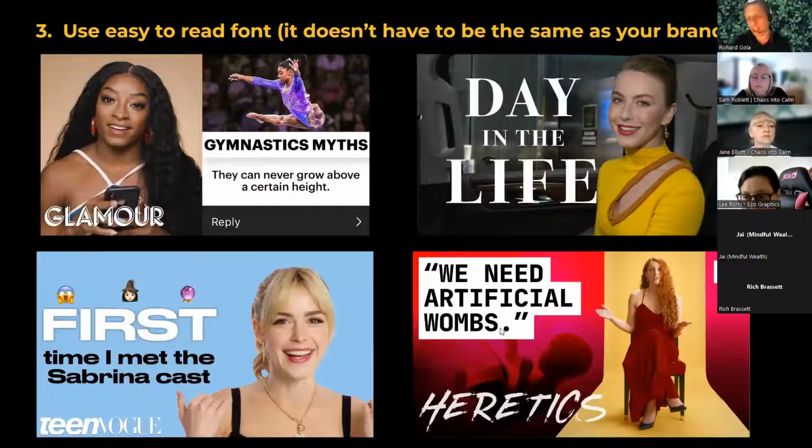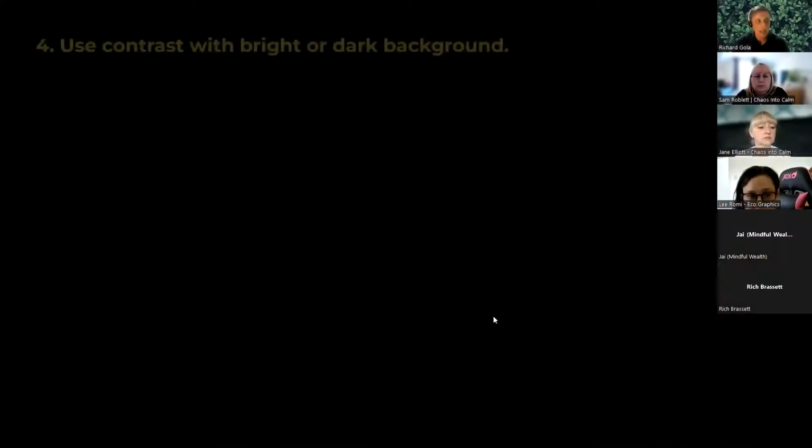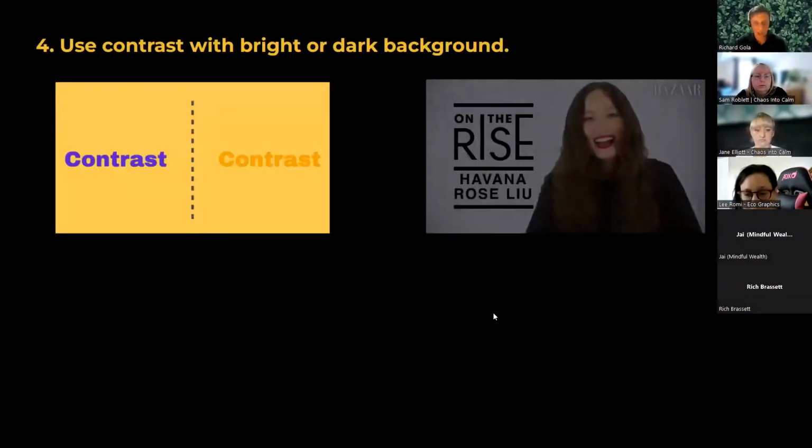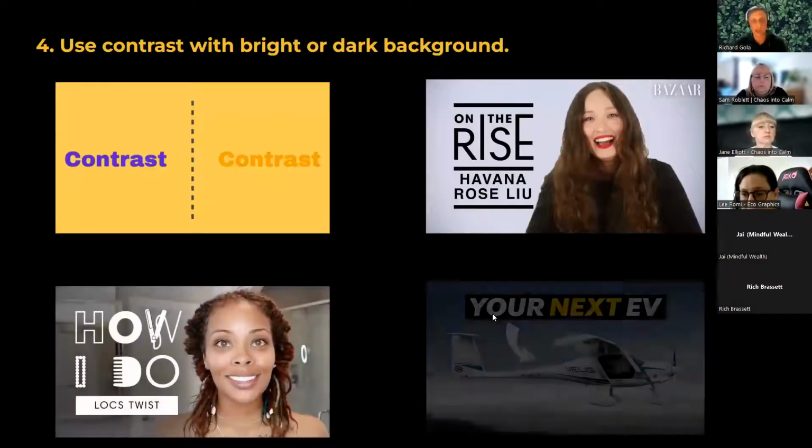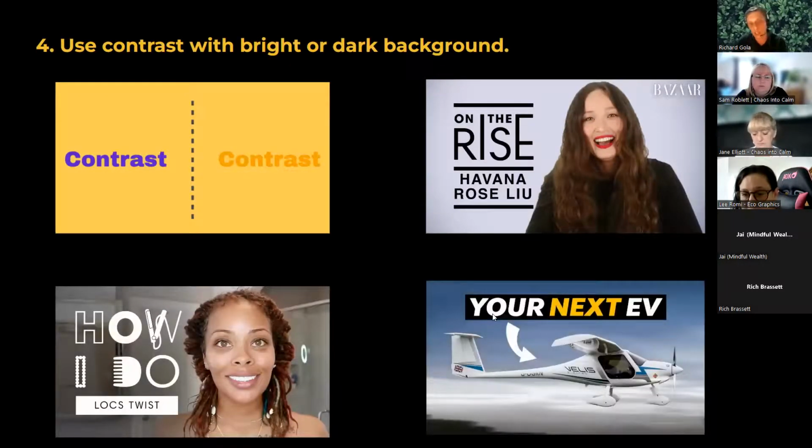It doesn't have to fit your brand. It can be really far out. The most important thing is that it has to be clear. The next thing is the contrast. Of course, if you have a white background, you have to use dark titles. If you have a darker background, you have to use white or brighter titles.